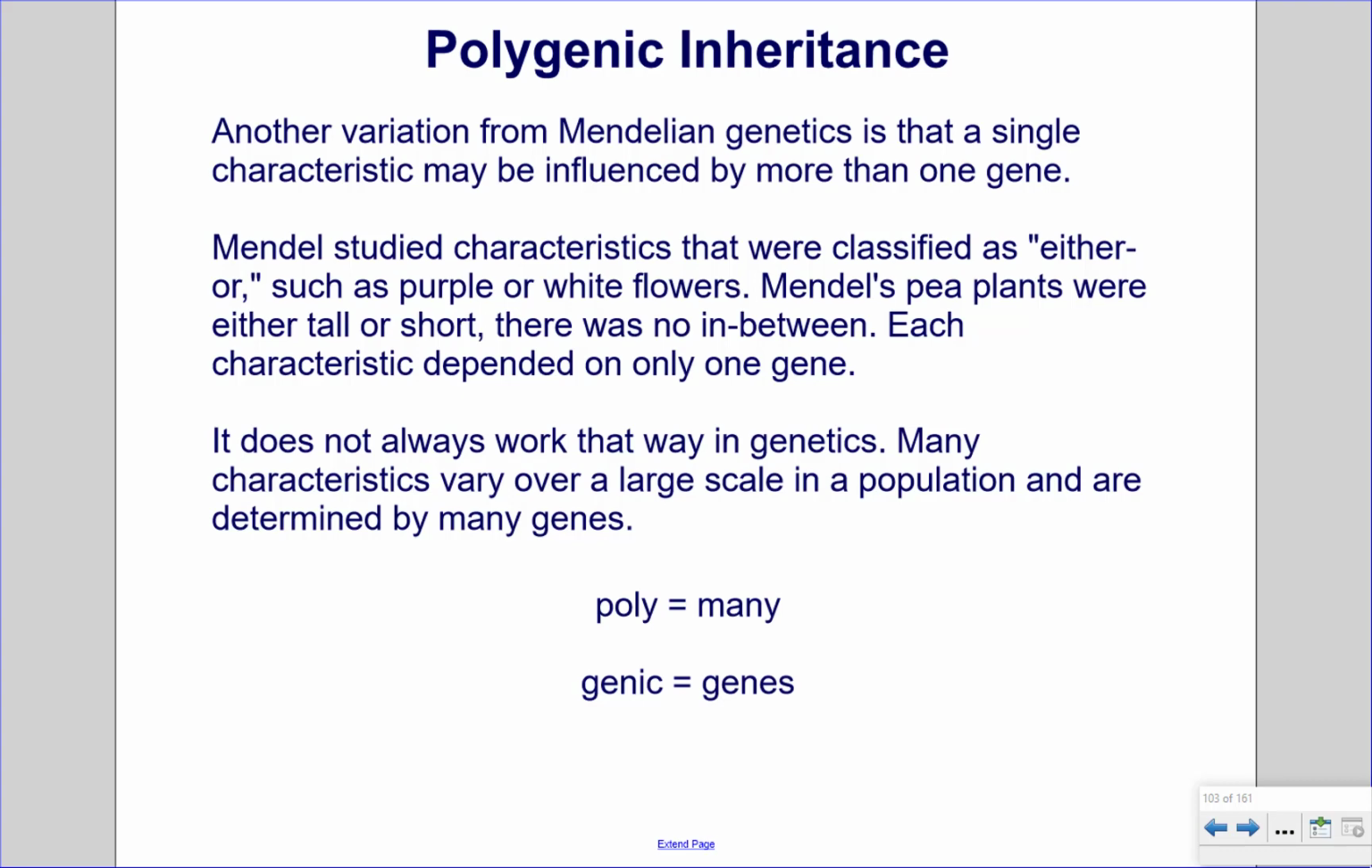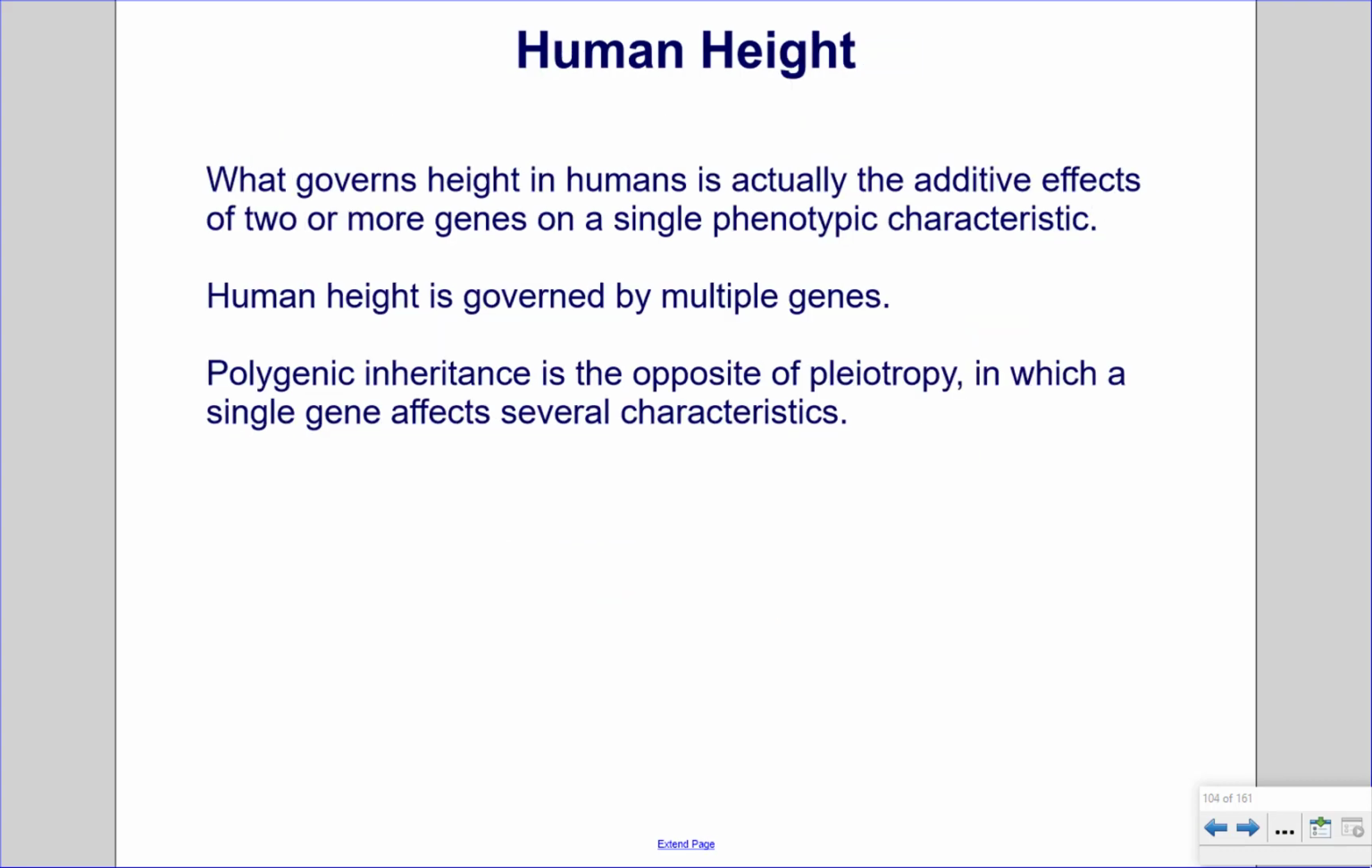Many characteristics vary over a large scale in a population and are determined by many genes. Poly means many, and genic refers to genes. Human height. What governs height in humans is actually the additive effects of two or more genes on a single phenotypic characteristic. Human height is governed by multiple genes. Polygenic inheritance is the opposite of pleiotropy, in which a single gene affects several characteristics.